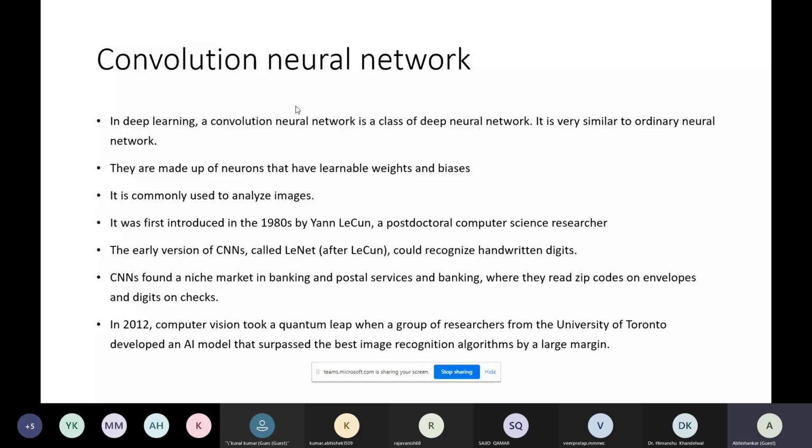Now these days computer vision is booming, and you can see there are a lot of applications coming out from computer vision. So lots of research is going on in convolution neural networks and computer vision. Computer vision is part of convolution neural networks only. There they use images.